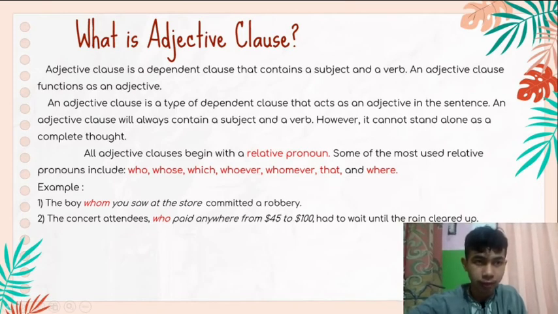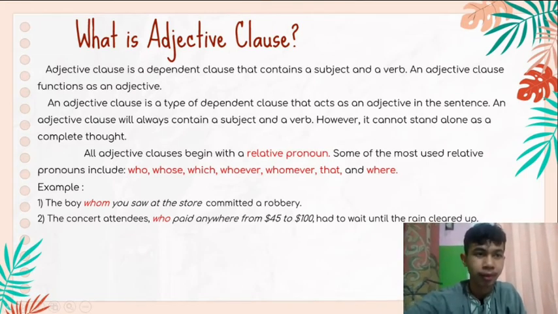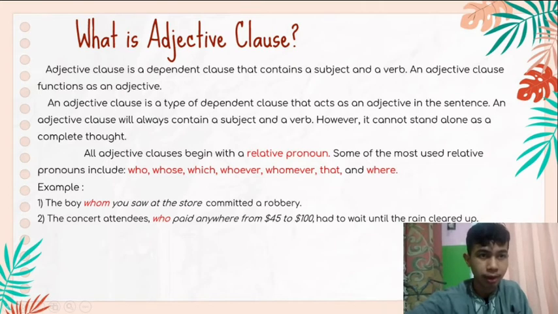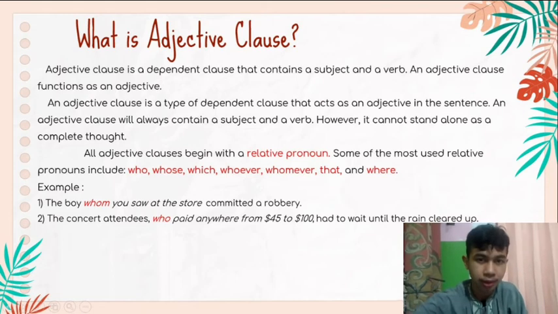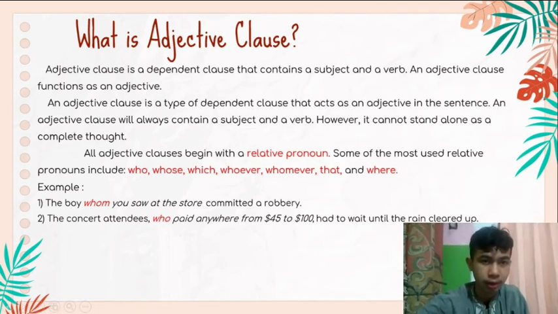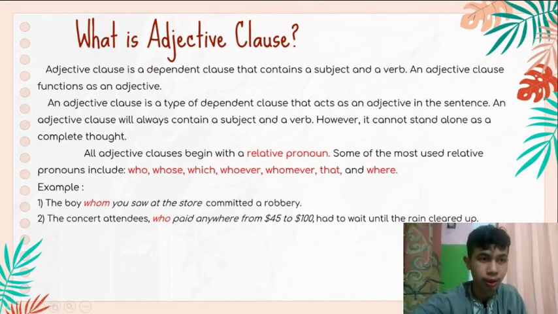Adjective clause example: the boy whom you saw at the store committed a robbery. The adjective clause is acting as an adjective in the sentence. The adjective clause describes the boy. It contains a subject and verb, you saw. However, it cannot stand alone as a complete thought. Whom you saw at the store is not complete.